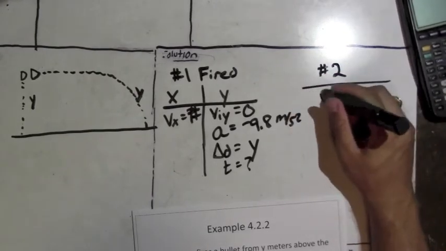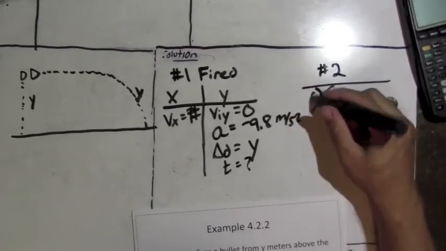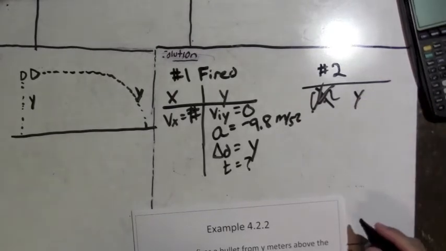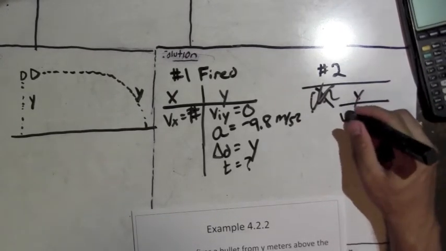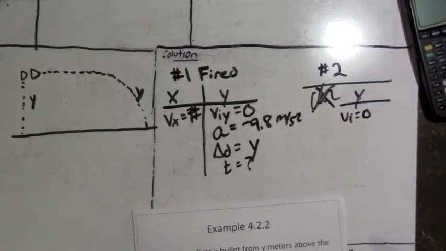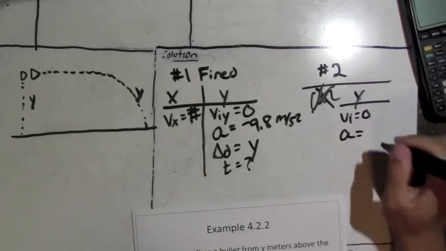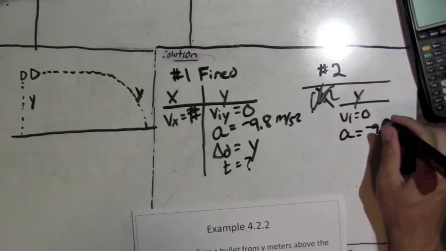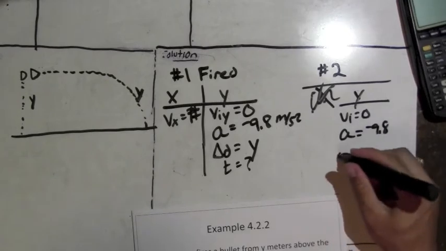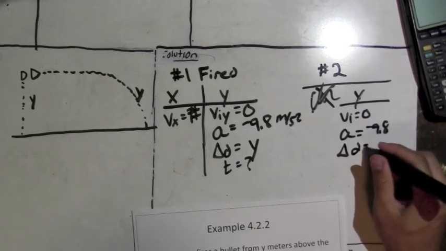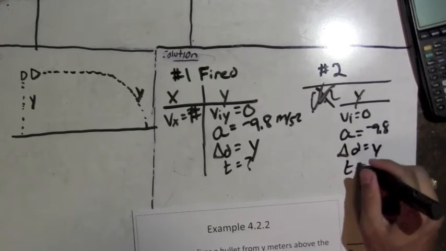Let's look at a second bullet, the one that was dropped. It does not have any sort of x values at all. It only has y values. The bullet is dropped, so we can say the initial velocity is 0. It's still under the influence of gravity, negative 9.8, and then it is dropped from a distance of y. We could solve for the time.